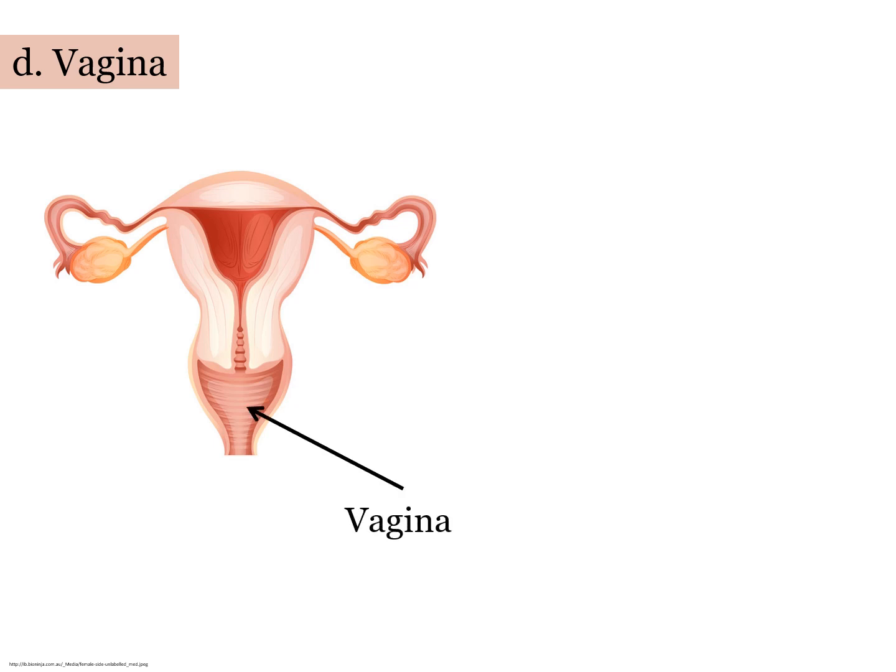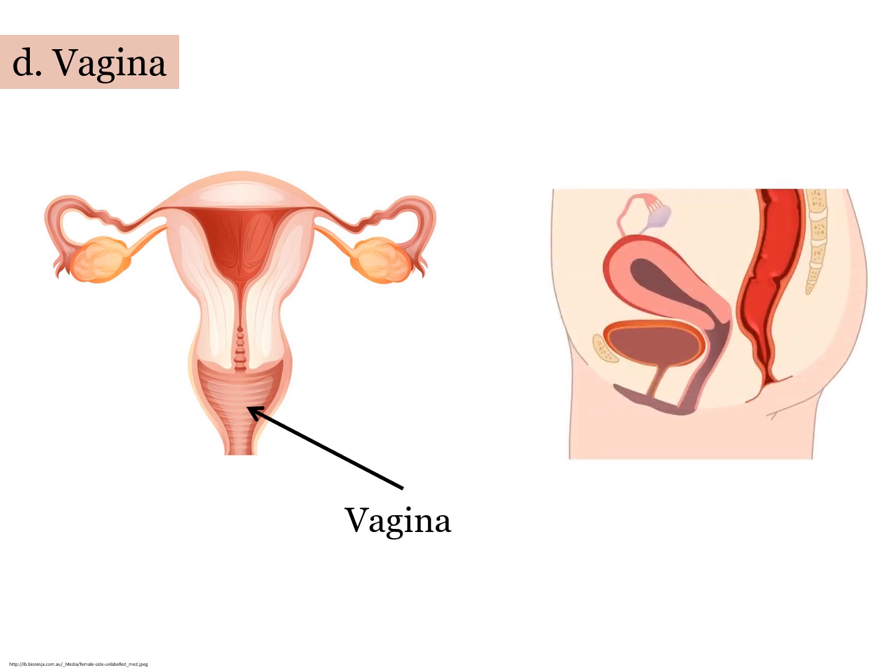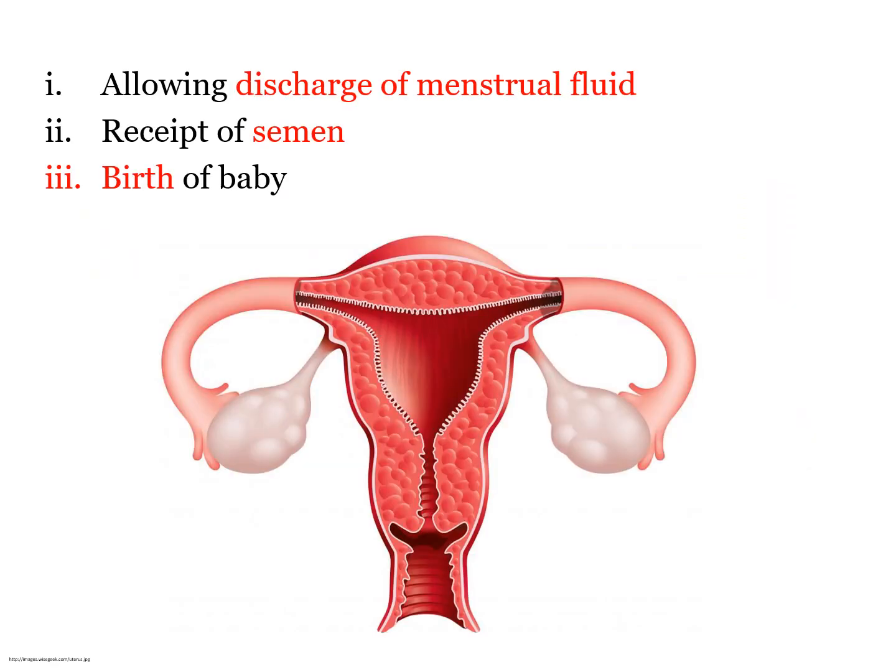Lastly, the vagina, an elastic muscular canal with a soft, flexible lining. The vagina connects the uterus to the outside external genitalia. The vagina allows the discharge of the lining of the uterus during menstruation. It is also where penetration occurs during sexual intercourse and thus receives the sperm. A baby also descends through the vagina during childbirth.